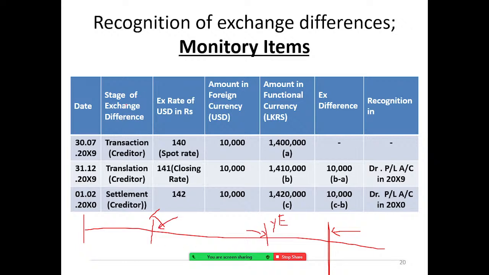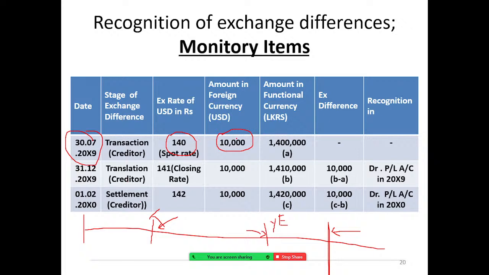Here is an example of the stages of exchange difference. Here the transaction is a credit. On that date the exchange rate was 140 spot rate. Say, for example, they have purchased inventory or something for 10,000 US dollars. At that time the exchange rate was 140. So the transaction occurs on 30th July 2019. This is called the transaction.